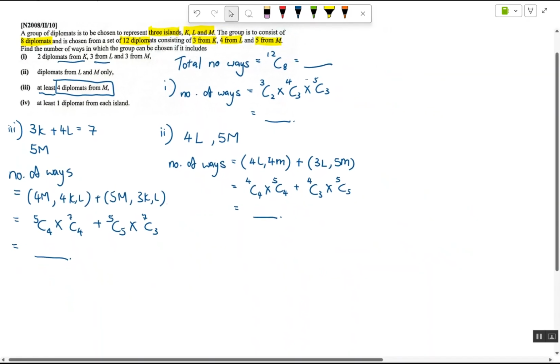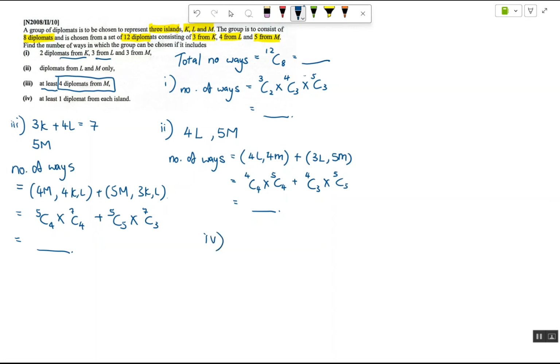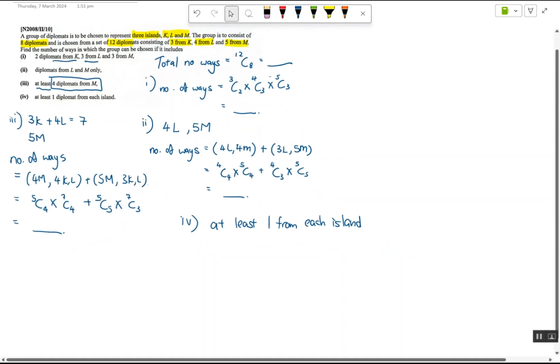For part 4, it's going to be a little bit more tricky. I want to have at least 1 from each island. In this scenario there are a lot of cases to consider. At least one from each island means I could choose one from K, or two from K, or three from K, and then one from L, or two from L, or three from L, or one from M and so on. There will be many combinations, right? Then we are going to use the complement principle.